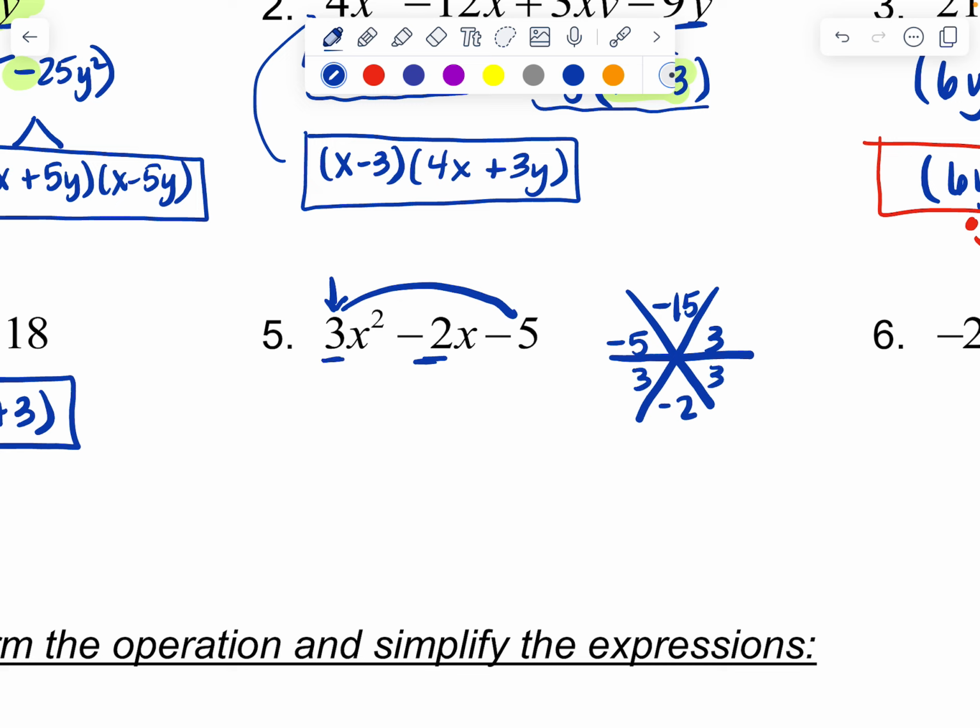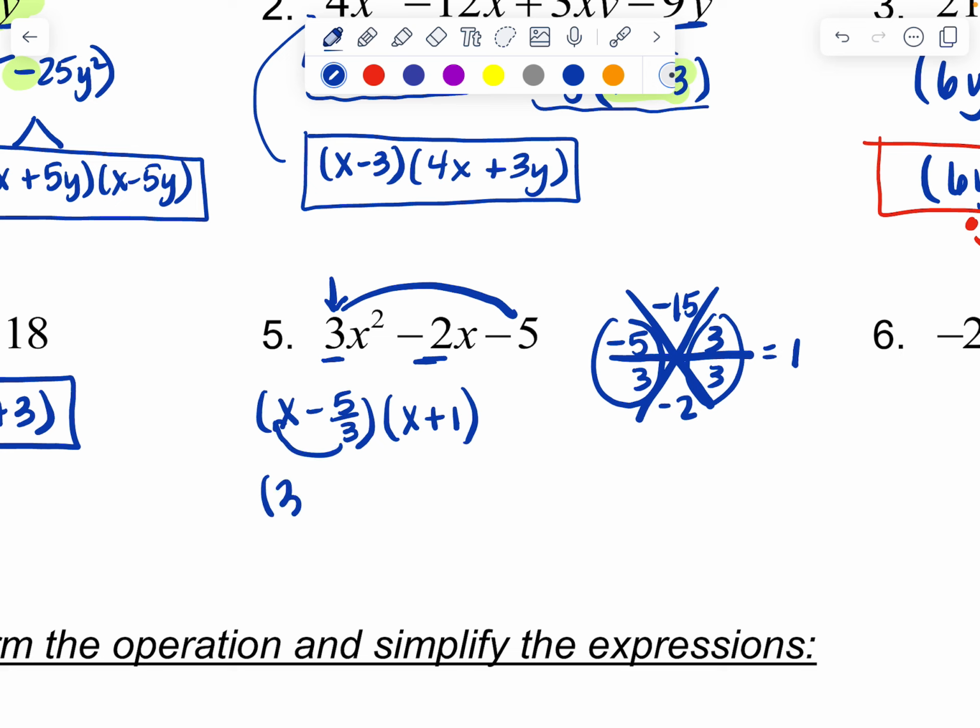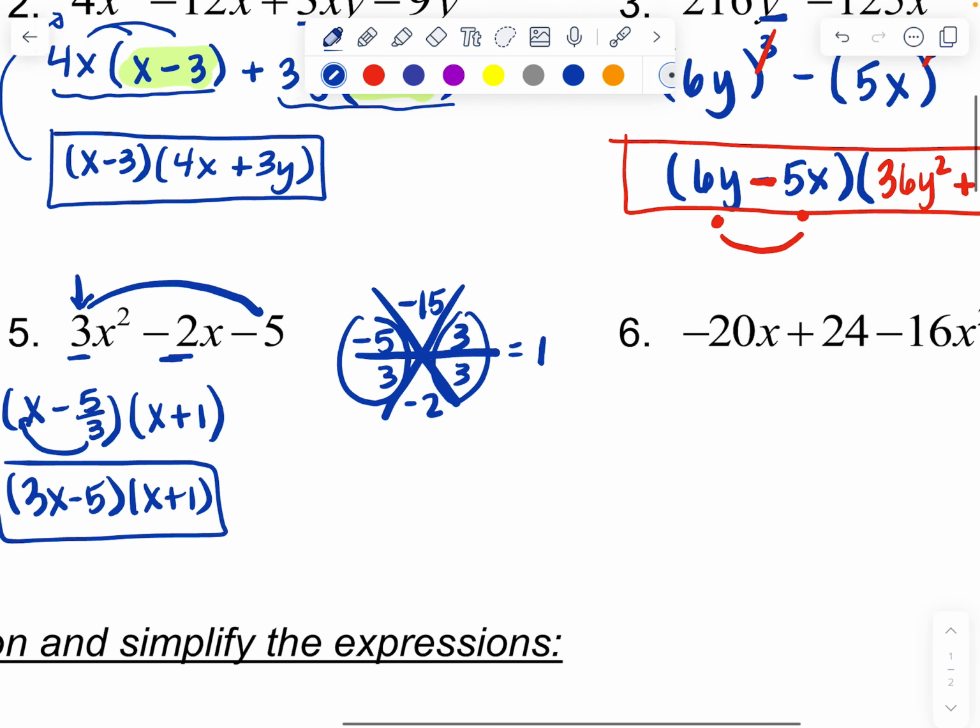Okay? Hey, you guys, negative 5 over 3 does not reduce anymore. So I've got x minus 5 over 3. And then 3 over 3 reduces to a lovely 1. So this is just going to be x plus 1. But we don't want to leave our answer like that. That looks dumb. Take the bottom and move it up. So this is going to be 3x minus 5 times x plus 1. Okay?